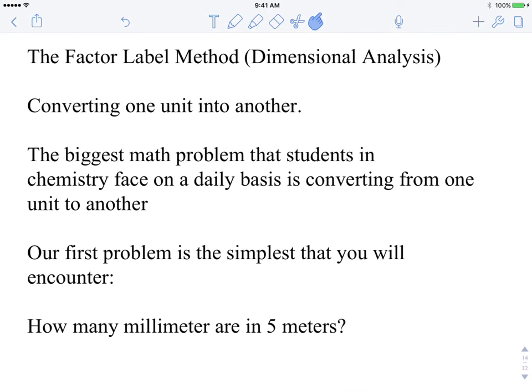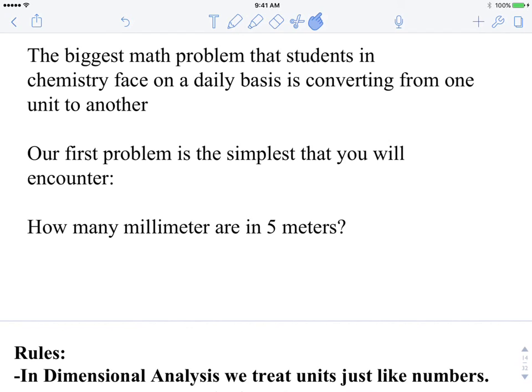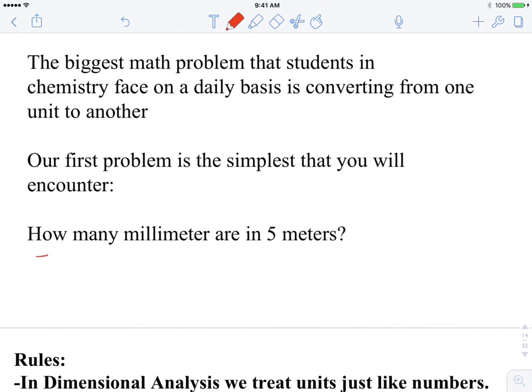Now, our first problem is going to be a simple one. Something like, how many milliliters are there in 5 meters? Well, I'm starting with 5 meters. And so when I write this, I write the number and I write the unit, 5 meters. And I want to change it to milliliters. I want to get this equal to milliliters. So I'm going from meters to millimeters. Now I need to be able to convert the 5 meters to millimeters. And to do that, I need a dimension. I need a factor with a label.